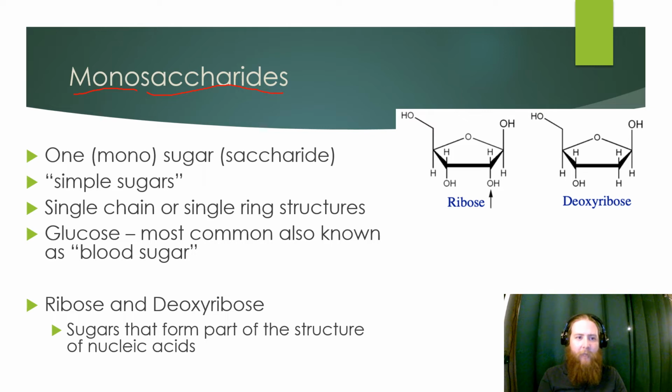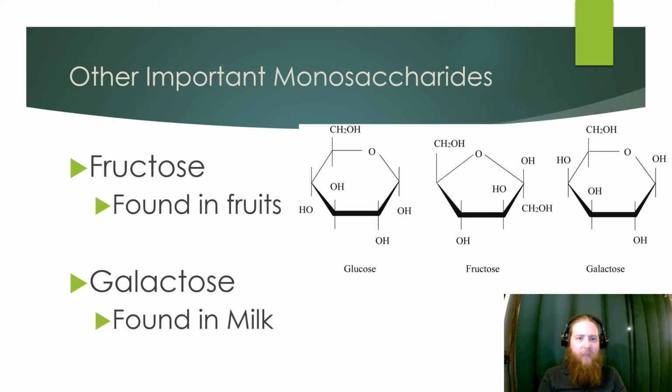We call glucose blood sugar. Two other important examples are ribose and deoxyribose. These sugars will be used in our nucleic acids, in our DNA and RNA. But any monosaccharide is just one single ring or chain structure. Some other important monosaccharides are fructose, which is found in fruits, and galactose, which can be found in milk.